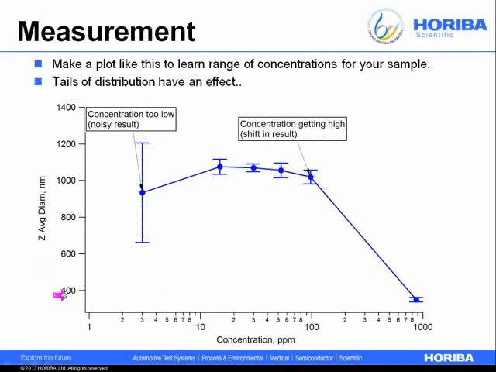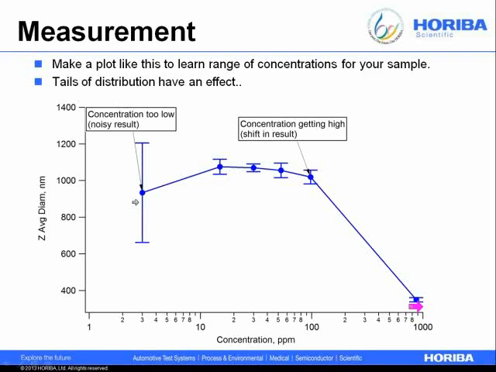So here's an example of a sample that I ran recently, where I made a plot of the z-average diameter in nanometers. You can see this is about 1 micron. And then the concentration in parts per million. And notice this is a log scale. So I'm not making 3 ppm, 4 ppm, 5 ppm steps, or so many small steps. I jump from 3 to 11 to 30 to 60 to 100 to just about 1,000 parts per million.